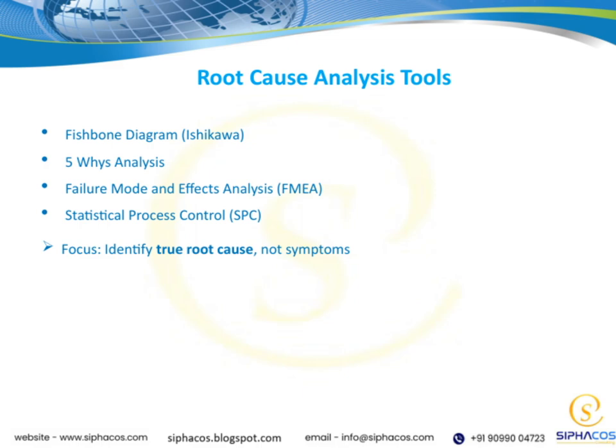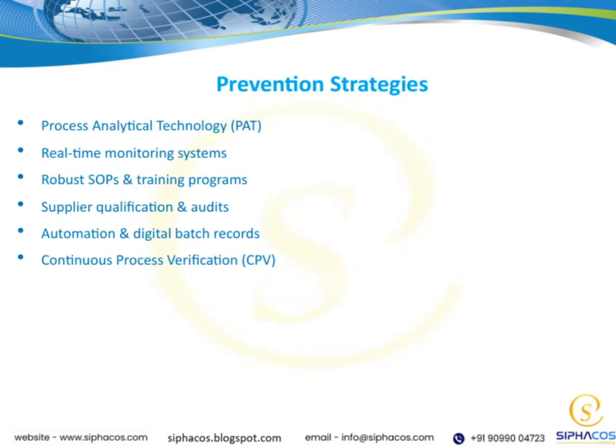This is crucial because solving the wrong problem won't lead to lasting improvement, especially when our goal is to enhance overall quality and efficiency. Remember, the aim is to get to the real source of the issue so we can implement effective, sustainable solutions. Now, let's take a closer look at some of the key prevention strategies we can implement to enhance our process control.